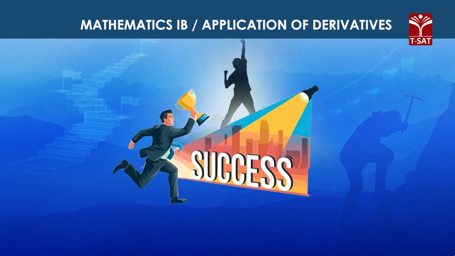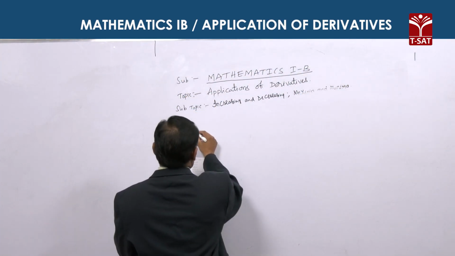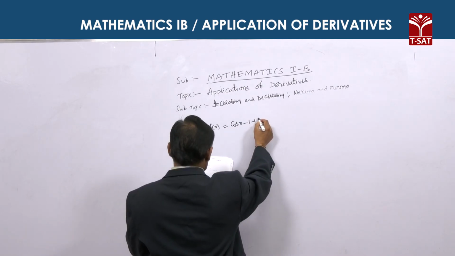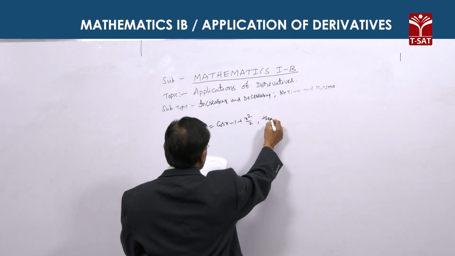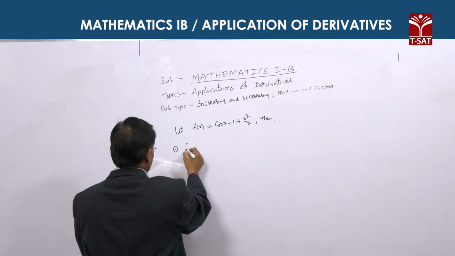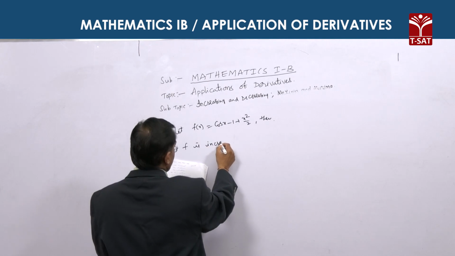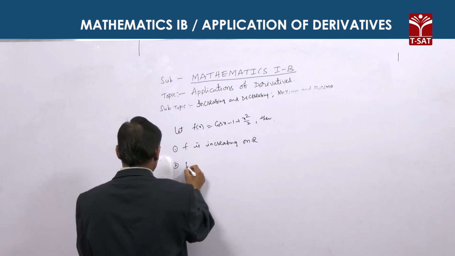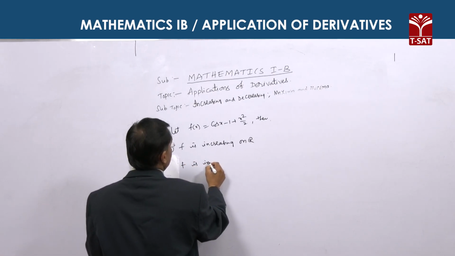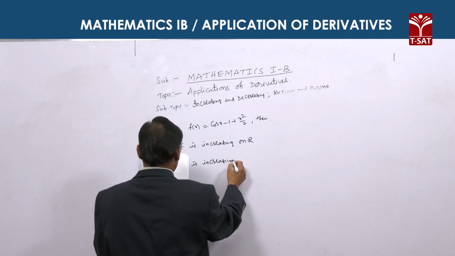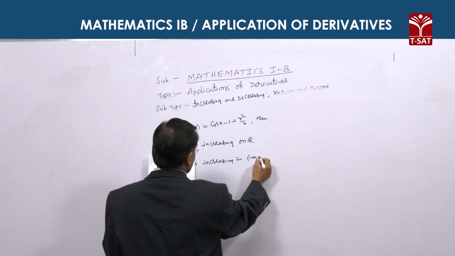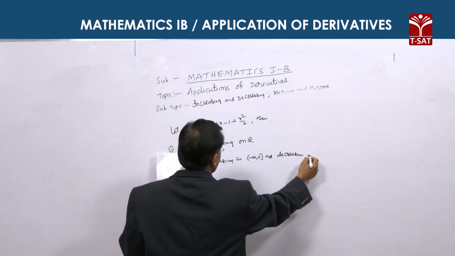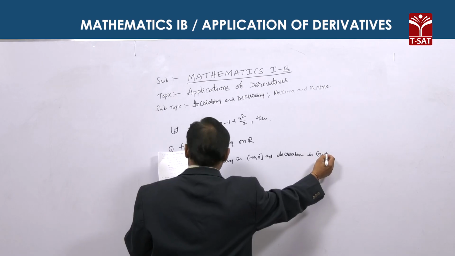Right. The next problem: let f(x) equal cos x minus 1 plus x square by 2. Then what are the properties? The first answer is f is increasing on R. The second option is f is increasing in minus infinity to 0 and decreasing in the open interval 0 comma infinity.